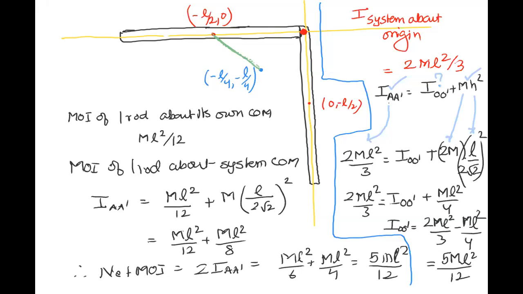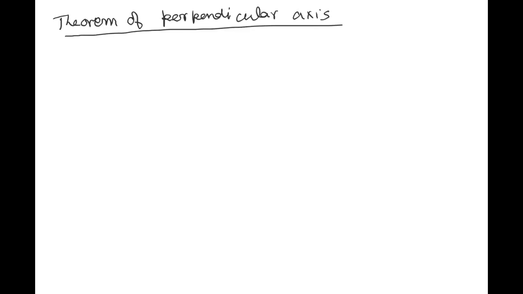So there is one more theorem that is there, and I'll discuss that now. So I'm going to change the slide. Okay, please take a screenshot. There is one more theorem, and this time it is called the theorem of perpendicular axis. Okay? But there is a catch here. The catch is that this is only applicable for planar objects.